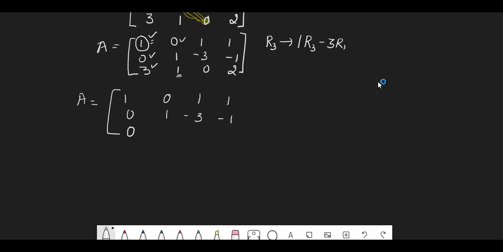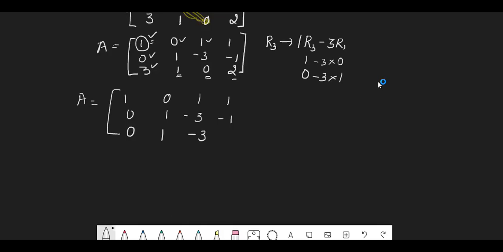Next, when I take this R3 element, the corresponding R1 element is 0. Am I right? So R3 is 1 minus 3 into R1 element 0. What is the answer? 1. Next, for this R3 element, the corresponding R1 element is 1. So again I'll substitute here. My R3 is 0 minus 3 into R1 element 1. Correct? What is the answer for this? Minus 3. Done.